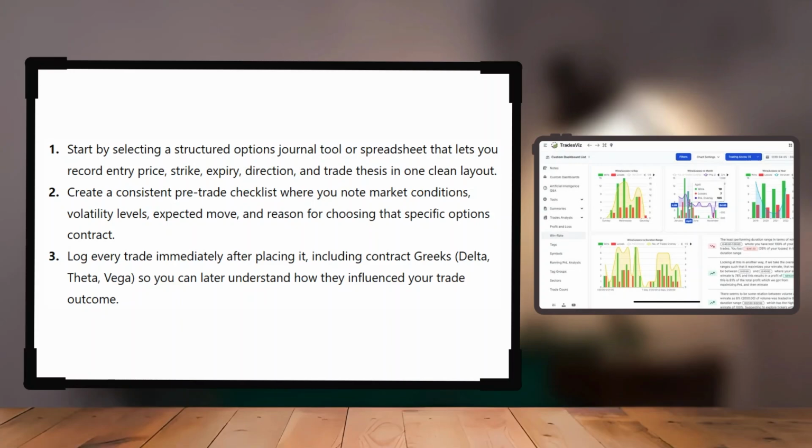Now create a consistent pre-trade checklist where you note market conditions, volatility levels, expected move, and the reason for choosing the specific options contract. Log every trade immediately after placing it, including contract Greeks, delta, theta, vega, so you can later understand how they influenced your trade outcome.